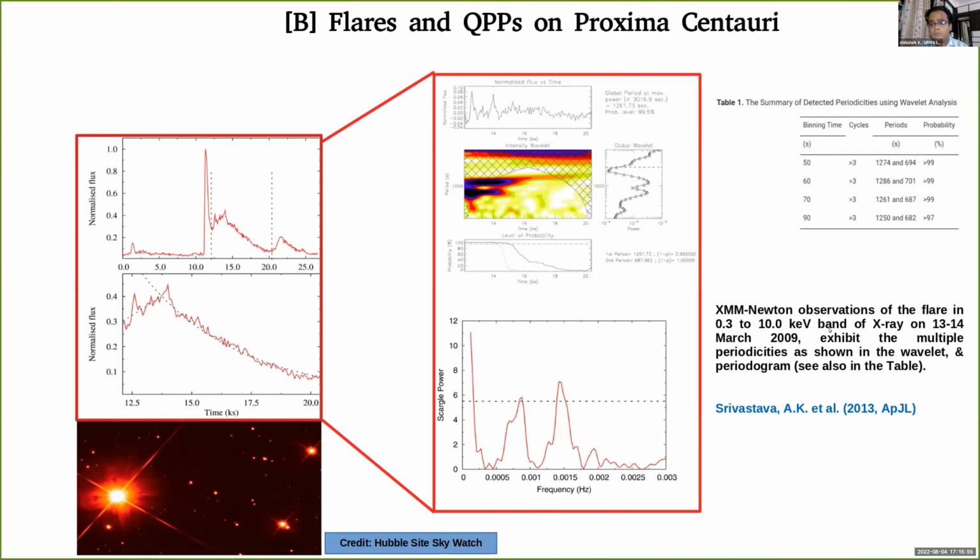This is the XMM-Newton observation of the flare in the 0.3 to 10 keV X-ray band on 13 to 14 March 2009. This gives rise to multiple periods, which are also tested by the periodogram. And this is the 1 sigma detection level.